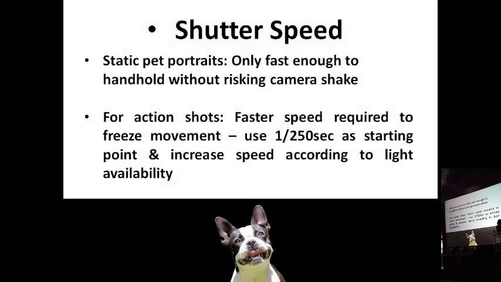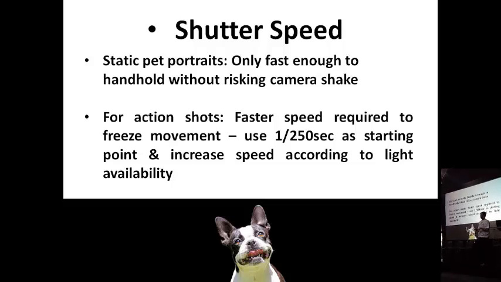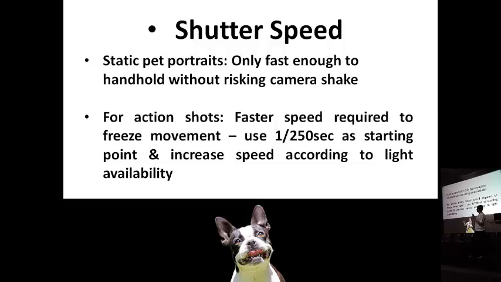And then for a static pet, use a speed that is only fast enough to handhold without risking camera shake. So if you're just taking a photograph of a dog that's sitting here, or you're setting up a studio and the light conditions don't vary too much and it's the same the whole time, then just take the fastest speed you can handle handheld. For action shots, faster is required to freeze the moment, as I mentioned.